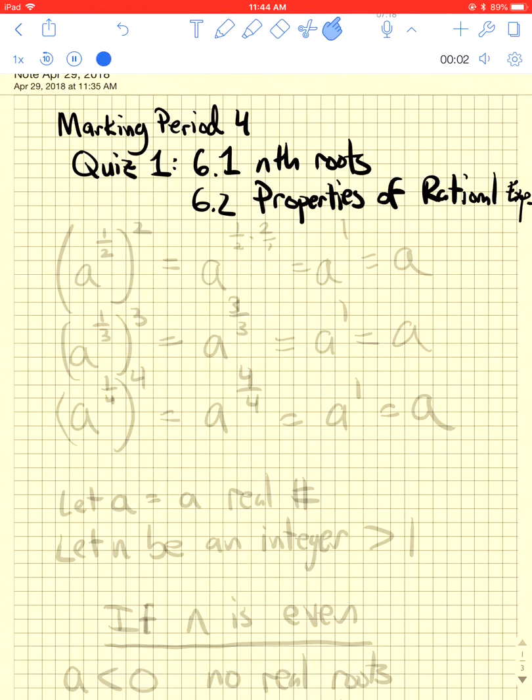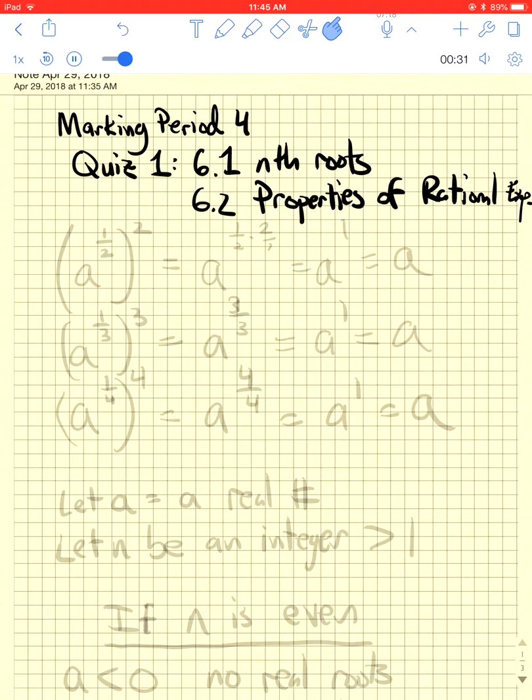Welcome to the program. Starting marking period 4, we are going to begin with 6.1 nth roots and 6.2 properties of rational exponents. The first assessment, which will be approximately a week from Monday, will cover 6.1 and 6.2.